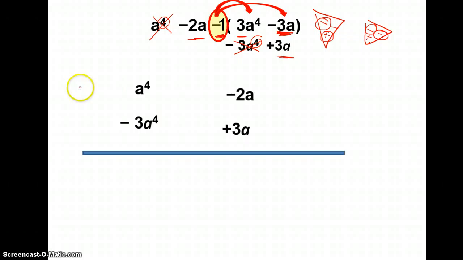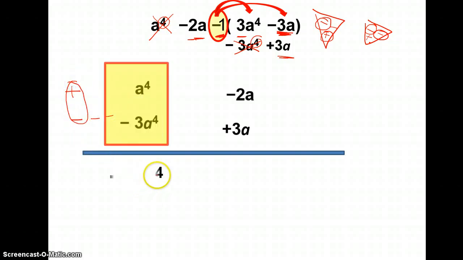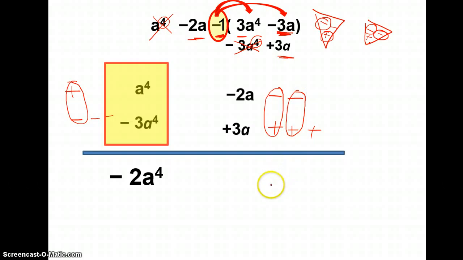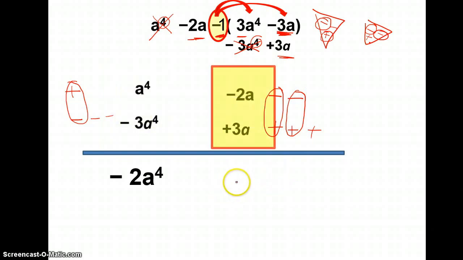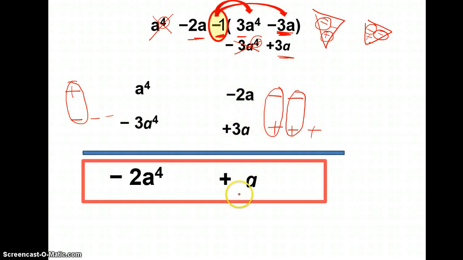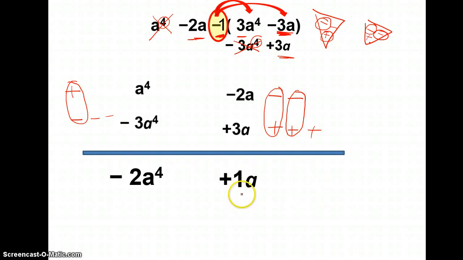Again, I have a positive a to the fourth and 3 negative a to the fourths. That cancels out. I have now left over, you guessed it, negative 2a to the fourth. Let me do the same thing. 2 negatives, 3 positives. That's going to leave me with, you guessed it, positive 1a. Again, you can leave that with or without the a. Either one is fine.